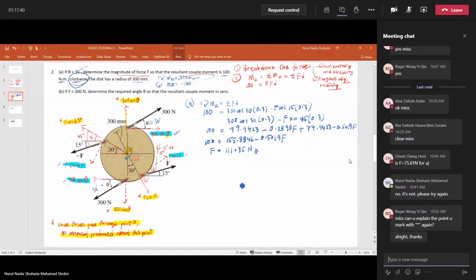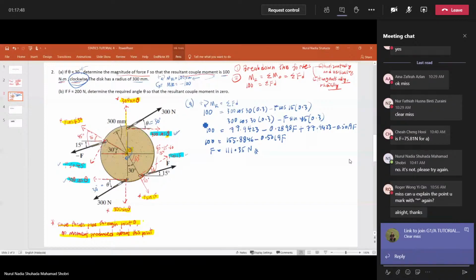Okay. So I assume you guys understand up until this point. So then I will proceed with 2B. For 2B, it mentioned that it actually changed the value of the forces. So the F is equal to 200 Newton.